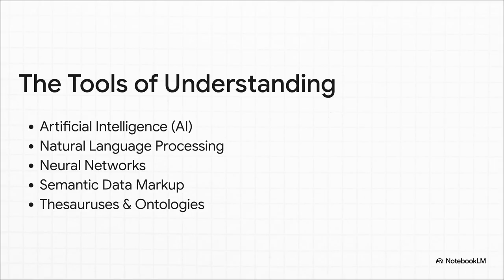Then there's natural language processing, or NLP, which is kind of like the ears, helping the machine figure out grammar and what you actually intend to say. And then you have things like semantic data markup, which are like labels, and thesauruses and ontologies, which act like a super smart dictionary and relationship map. All of this together creates a framework for the AI to truly get it.